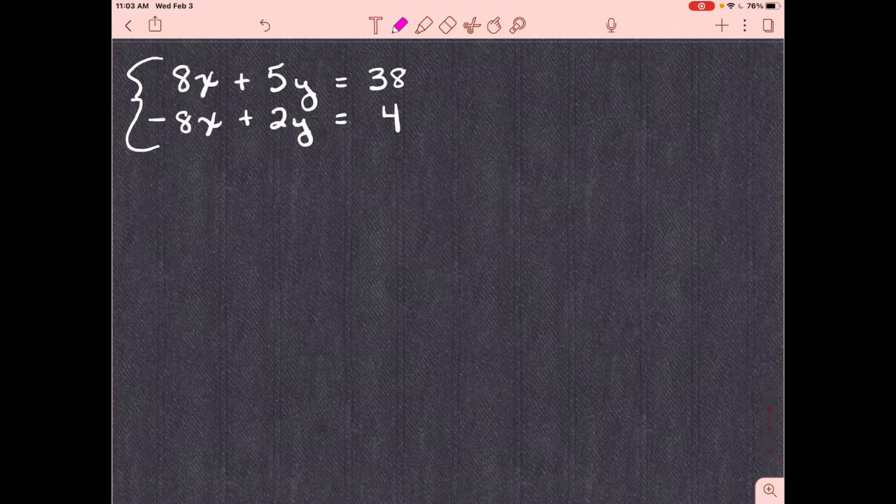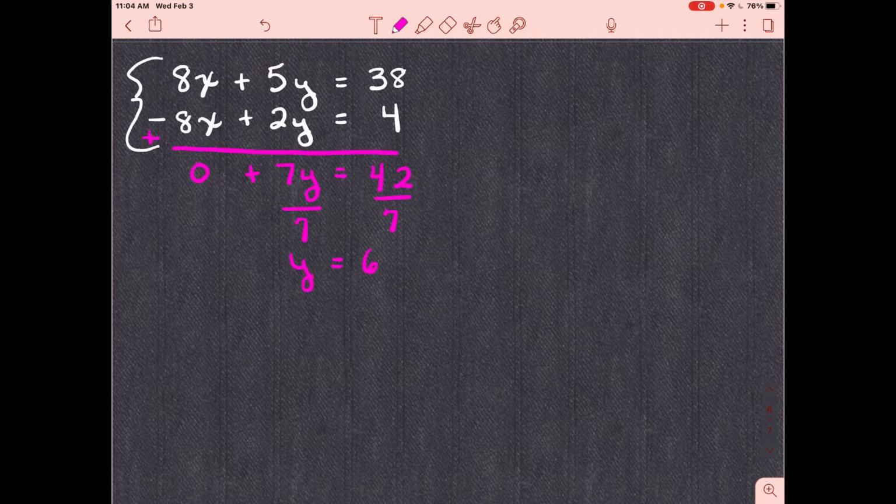Okay, so what I'm going to do, because I already have a positive 8x and a negative 8x, is just go ahead and add my two equations together. This makes a 0, and this makes a 7y, and this makes a 42. So I don't really need that 0 there. So let's just think about 7y equals 42. I need to divide by 7, and I will get y equals 6. That's half of my answer.